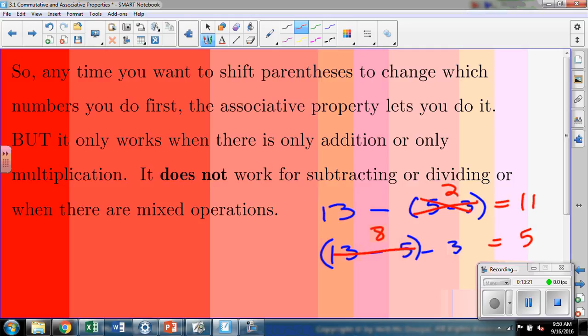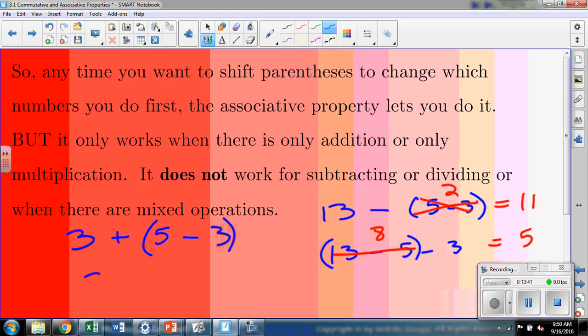There is no associative property for subtraction. We will encounter the same problem for division. There is no associative property for division, and it likewise will not work if you have a mixture of adding and subtracting.